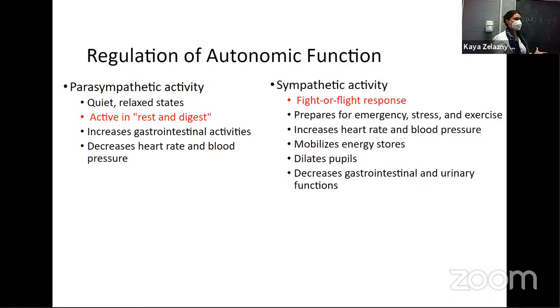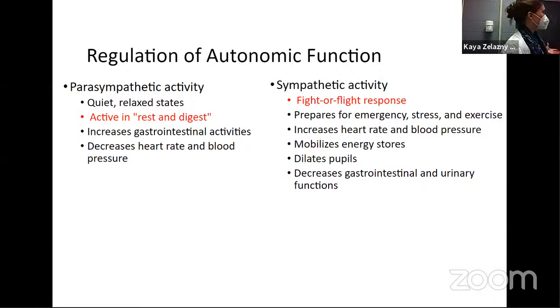Whereas the sympathetic activity is trying to prep you to either run away from something or fight it, which means you're going to need a lot of blood to your muscles to do stuff. And you're going to need to breathe a bunch, right, to get oxygen. So you're going to be increasing the heart rate and blood pressure to get that blood and oxygen quickly to your muscles. We're going to start mobilizing energy stores, pulling glucose out of glycogen in order to make ATP in the muscles.